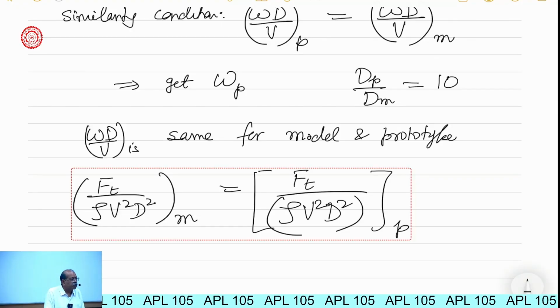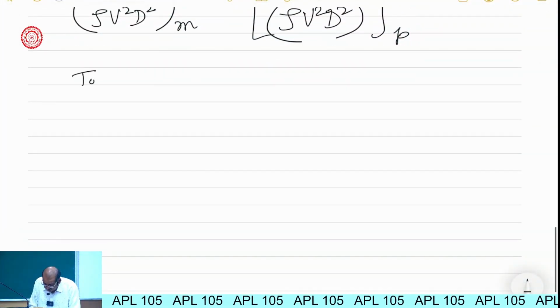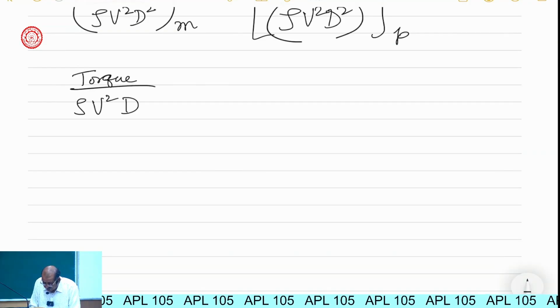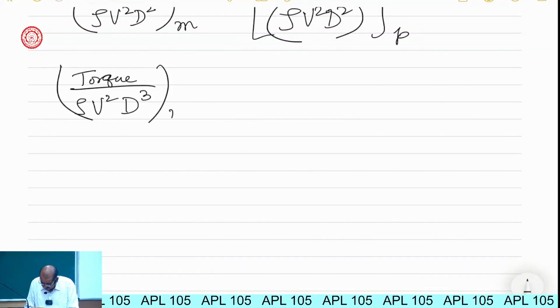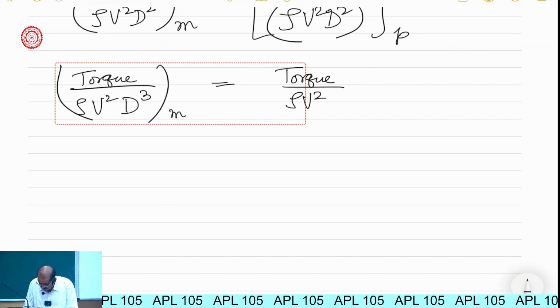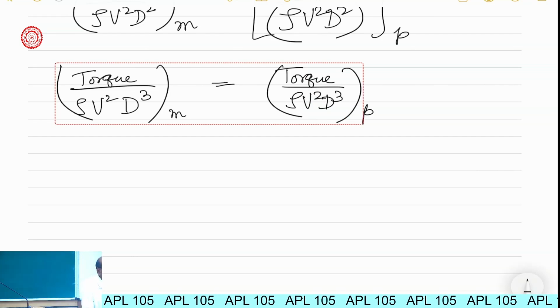Similarly, what you can do is for torque, you build up, thrust will be nothing but force, and torque is force multiplied by one more length. So for torque, the non-dimensional number will be rho V square D cube. Okay. So this again for the model and you can easily get the torque for them.